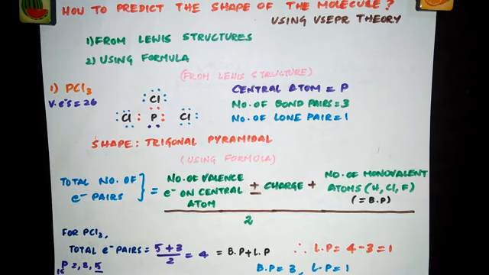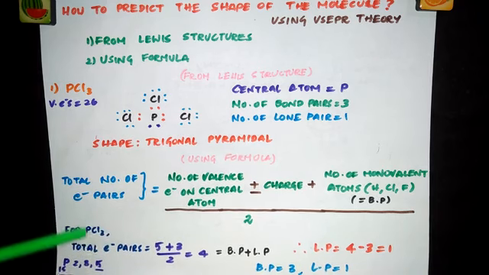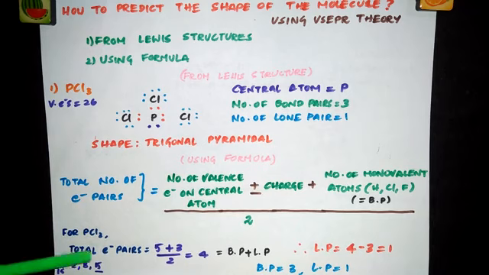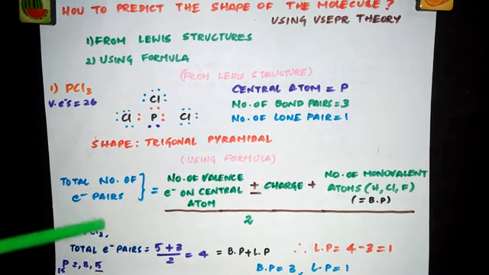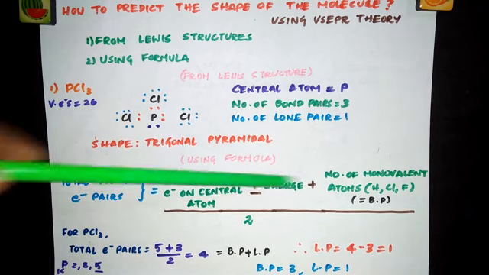Second method, we are going to find out the bond pairs and lone pairs by using a formula. This is an easy way to find out the number of electron pairs without drawing the Lewis structures. We usually apply this formula when you have a monovalent atom, like hydrogen, chlorine, fluorine, which can form single bonds. When there are monovalent atoms bonded to the central atom, then we can use this formula. It's very simple. To find out the total number of electron pairs, you use this formula.